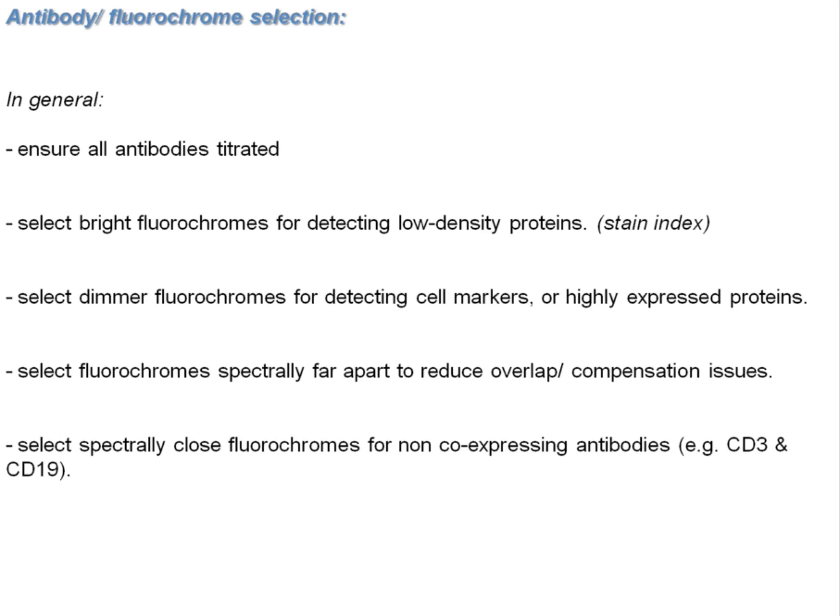And then if you do have to select fluorochromes that are quite close by spectrally, what's good to do is select them on markers that aren't going to be co-expressed on a cell. I have, in this example, CD3 and CD19. Essentially CD3 is exclusively on T cells, CD19 is exclusively on B cells. There shouldn't really be cells that are co-expressing both. So that's something that we can use there.